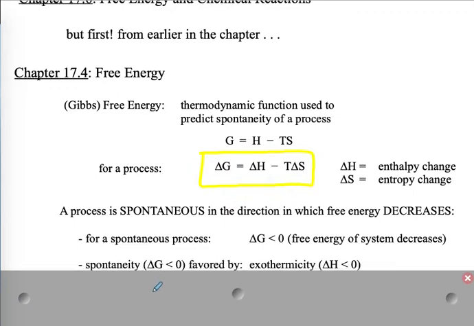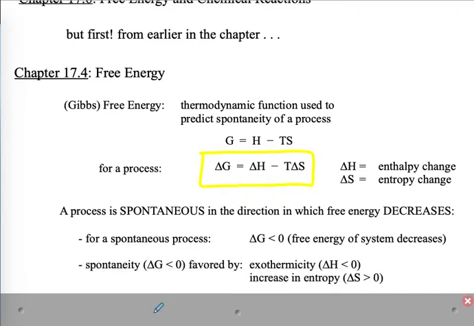Now, notice, based on the equation, that spontaneity, that is having a negative value of delta G, is favored by exothermicity and an increase in entropy. Because if delta H is negative, that tends to make delta G negative, and therefore the process spontaneous. Correspondingly, if delta S is positive, meaning that entropy is increasing in the process, that also favors spontaneity because subtracting the positive temperature times the positive entropy change delta S tends to make delta G more negative.